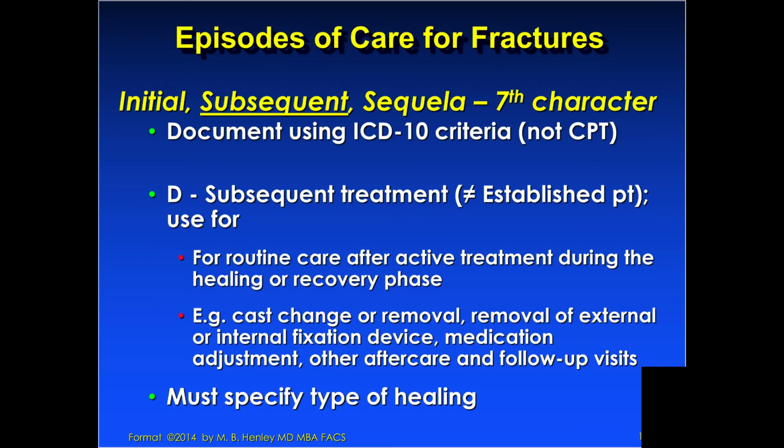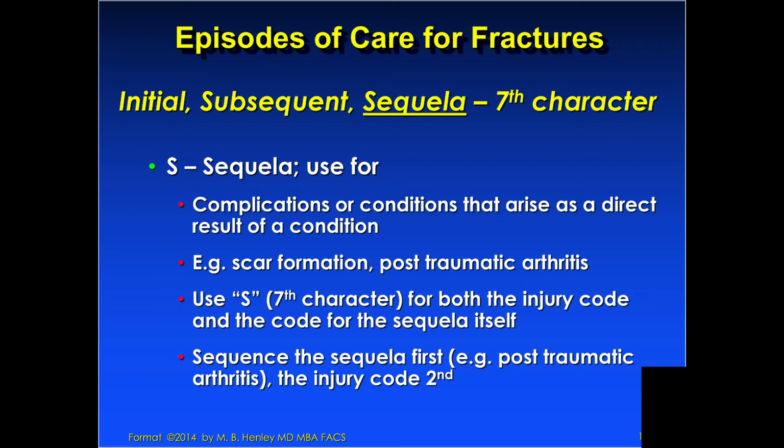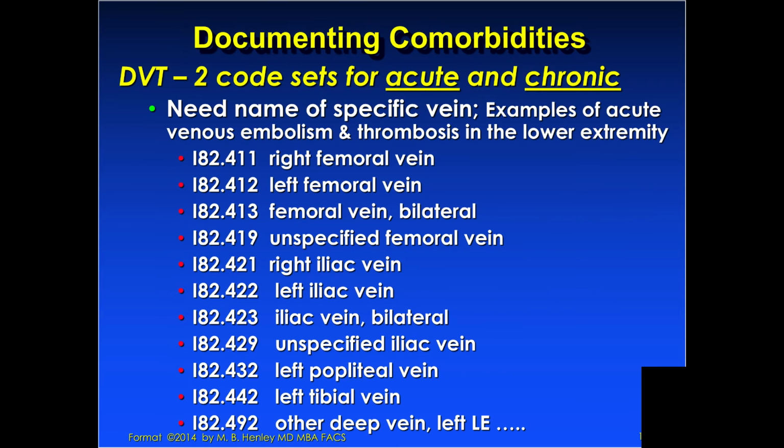because you could also use a sequela for an established patient, which is the result of complications or conditions that arise as a direct result of a condition. Post-traumatic arthritis is an example. So the S would be in the 7th character space. So new patients, initial hospital visit, established patients, subsequent hospital visits are completely different than the ICD-10 code set. Let's look at some of the medical comorbidities.